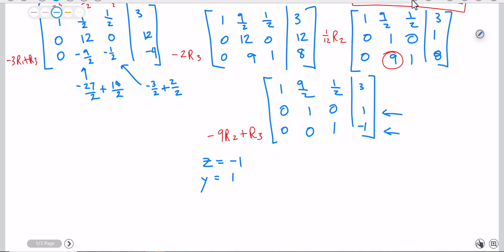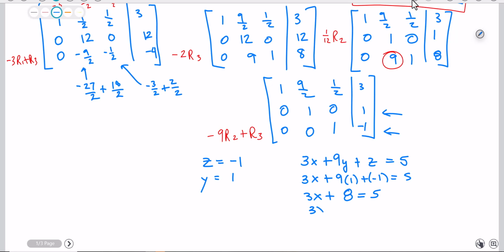So let's use the 3x plus 9y plus z equals 5. I'm trying to solve for x. I know y is 1. I know z is -1. So I'll get 3x plus 9 minus 1, 8. I subtract 8, so 5 minus 8, -3, and it looks like x equals -1. So weird answer, but -1 for x, 1 for y, and -1 for z.